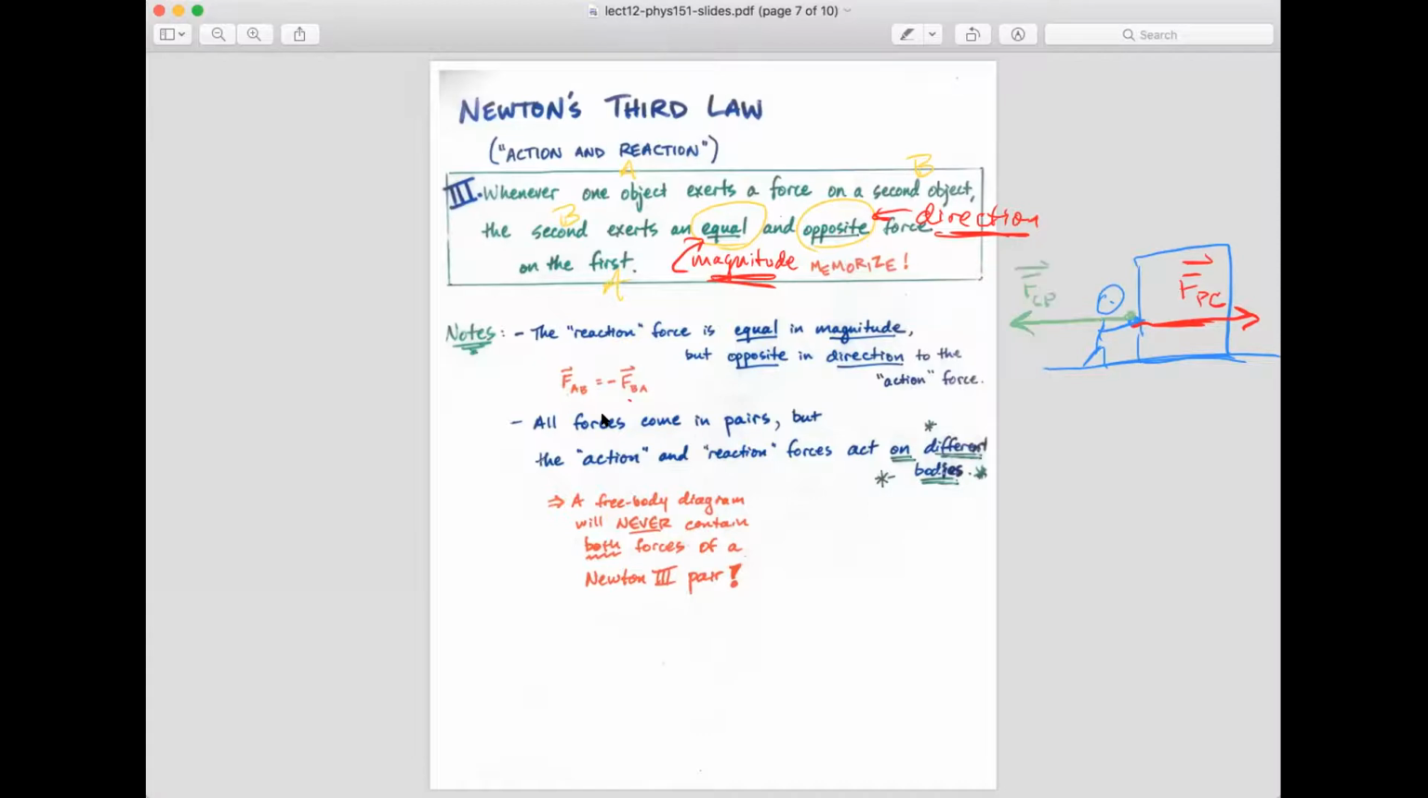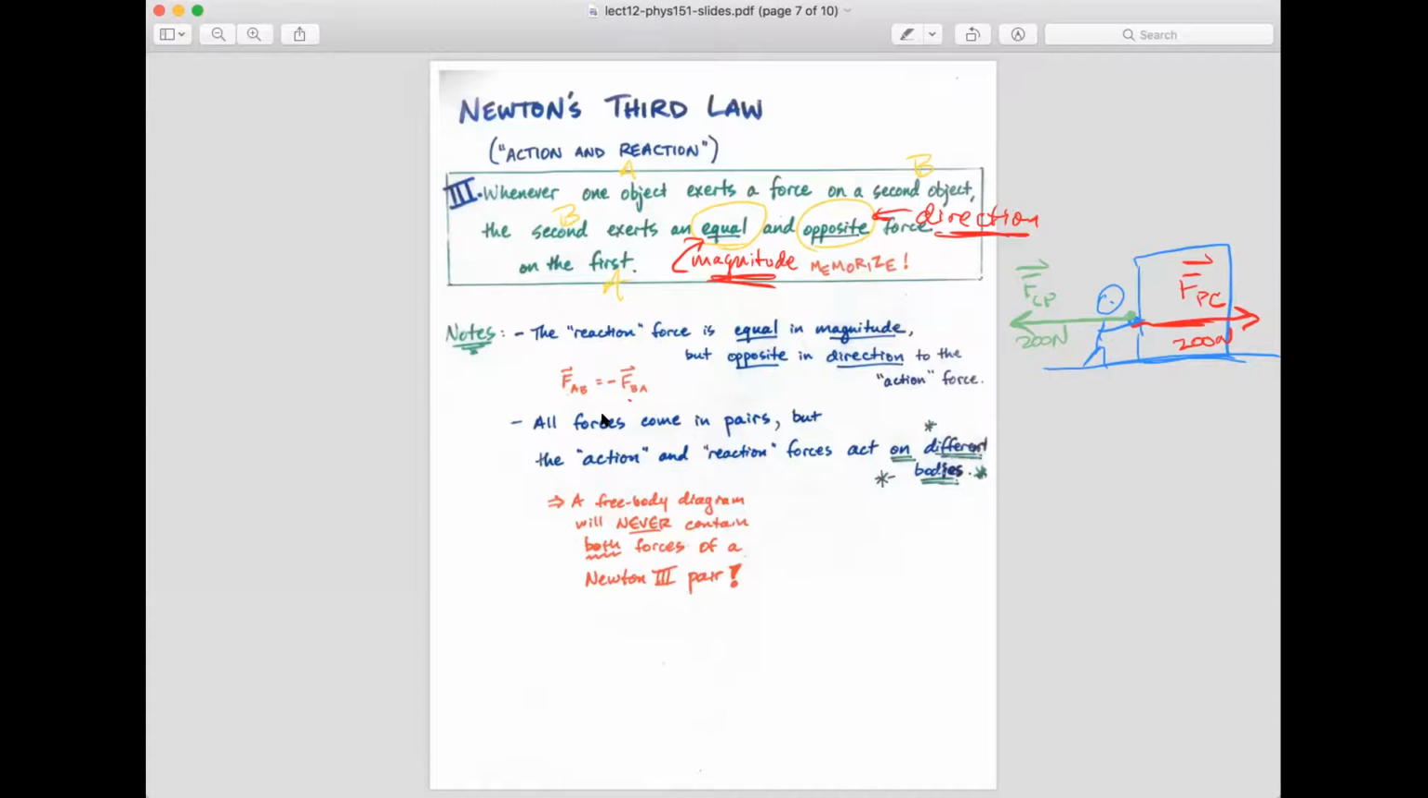What can we say about these two forces? Well, we know that they have to have exactly the same number of newtons. So if the person is pushing with 200 newtons going forward, then the crate must also push back on the person with 200 newtons going backward. And then the directions have to be exactly opposite.